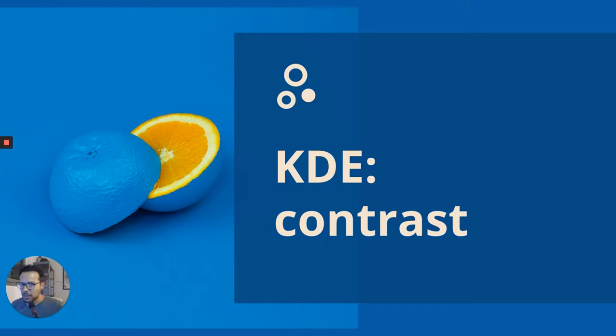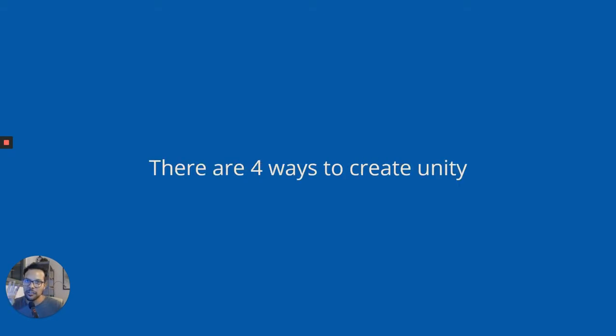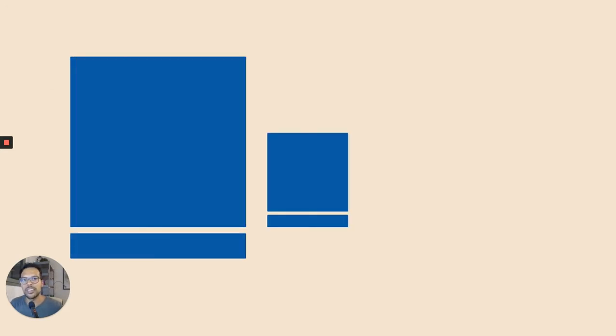But in order to have contrast, first you have to create unity. And you can only have contrast if you first have unity, similarity. And there are 4 ways for you to create unity. And this will determine how you can introduce your emphasis, your contrast. First is proximity. When 2 elements are close together, it means that for some reason you put them there, close to each other, because in some way that's how you want your message to be delivered.